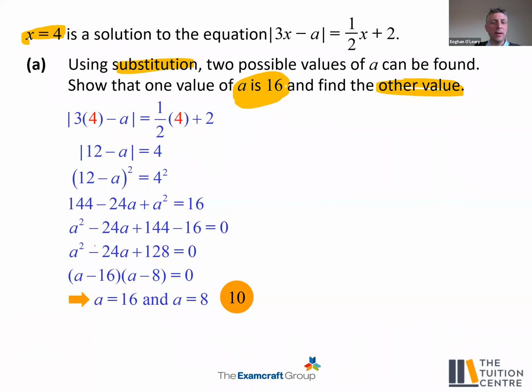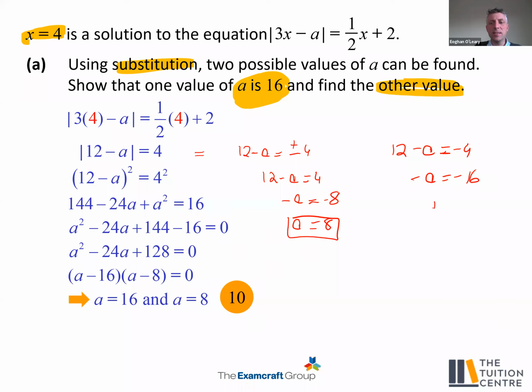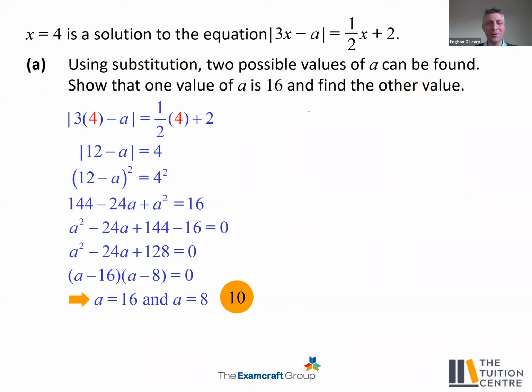Now, some of you would have done this a bit quicker. You would have taken the plus or minus case. So you said 12 minus a is equal to plus or minus 4. So 12 minus a is equal to 4, and in that case, minus a is equal to minus 8, so a is equal to 8. Or you could have 12 minus a is equal to negative 4, so negative a is equal to negative 16, a is equal to 16. Taking the plus or minus case, which will always work in these modulus equations, is a quicker way. But I know a lot of students like to square both sides just to be sure.